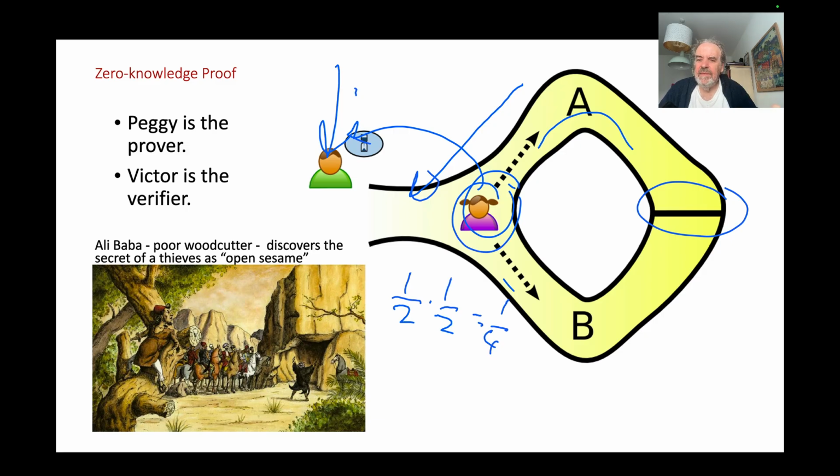So every single time that Peggy appears from the correct route, she proves to Victor one bit more that she actually knows the phrase. If for any reason she can't appear out of that route, then she will not be able to prove that she knows the secret. So zero-knowledge proofs are all about proving something that's secret without actually giving away what that secret actually is.